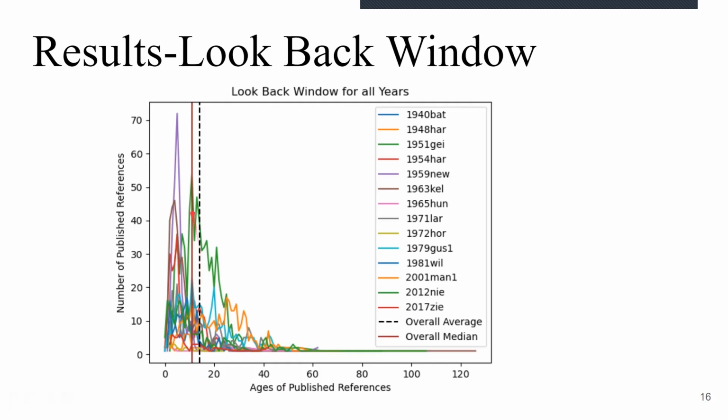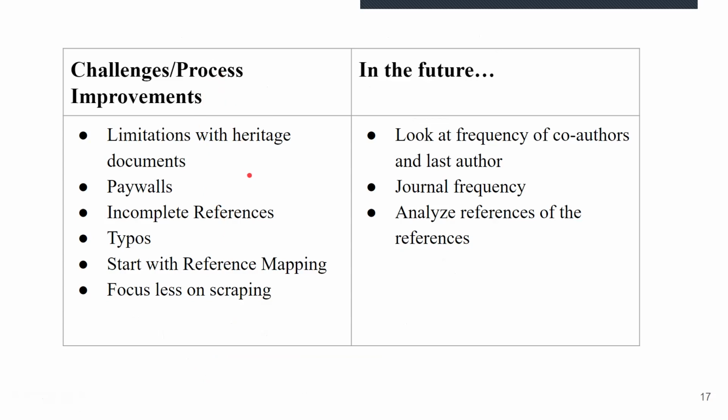So here's a summary for all the look-back windows, and the median age and the average age are within 20 years. They're about 13 to 14 years actually, with some process improvements. So initially the goal was to create an entirely new reference mapping, but that's inefficient, and I think it would have been better just to start with the reference mapping that already exists, and to improve upon it would be much more time efficient. Additionally, there were other avenues explored, one of them being using the document identifiers, the DOIs, which are online and are easier to work with and analyze, but there are many paywalls that made it difficult to do so. There's also some challenges with limitations with the heritage documents and their typos.